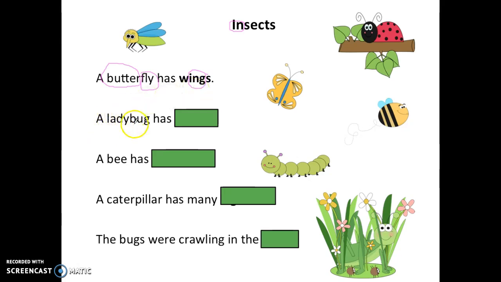Use your finger to find parts of the words that you know and see if you can read the whole sentence and the tricky word at the end. Point to parts you know. Read the sentence with your partner. You should have said, a ladybug has spots. Spots. Okay, let's try another one.